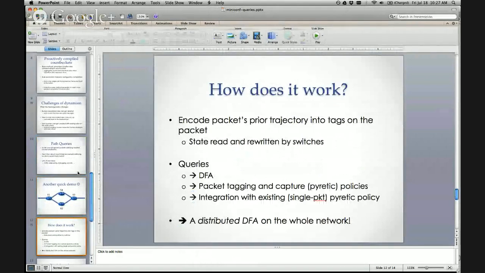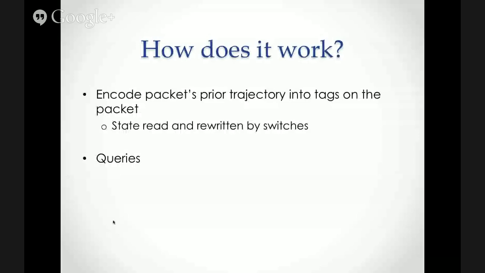So basically, let me just talk a little bit about how this works together. The way we implement these queries on the data plane is that we observe the trajectories of the packets as they move on the data plane. And the way we do this is by encoding some information about the packet's prior trajectory into tags on the packet. In this particular case, we use the VLAN tags, but potentially you can use any scratch space that you have on the packet. The state that we write on the packet is read and rewritten by switches according to the specific predicates that you have put into the query, so all of the path query atoms that I talked about before.